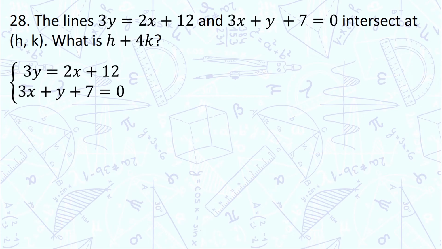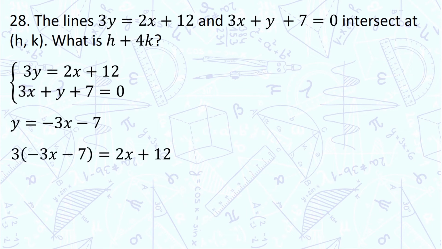From the second equation, we get an equation for y in terms of x, that is y equals negative 3x minus 7. Substitute this value of y to the first equation, that is 3 times the quantity negative 3x minus 7 equals 2x plus 12. So by distributive property, we have negative 9x minus 21 equals 2x plus 12.